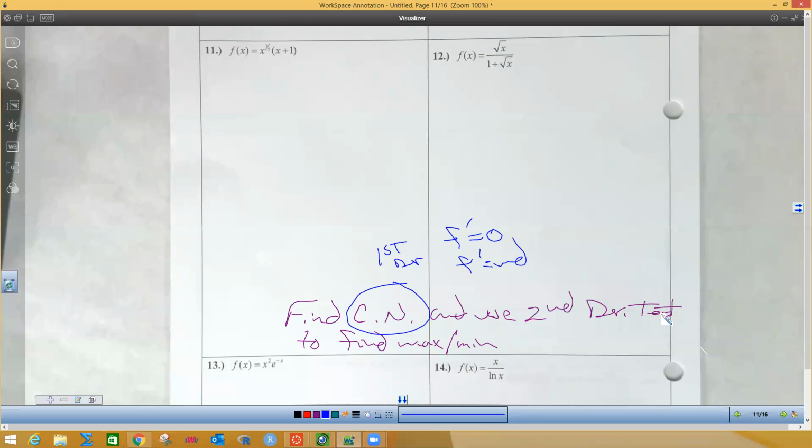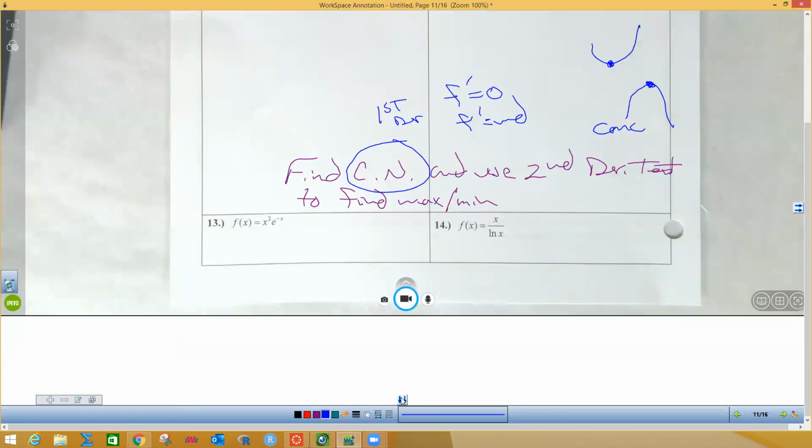And then I'm going to use the second derivative test for concavity, because concave up means opening up, concave down means opening down. So if the graph is opening up at a critical number, it will be a minimum. If the graph is opening down at a critical number, that will be a maximum. So that's where the second derivative comes in. But these are kind of weird because it's a little different than using the first derivative test.